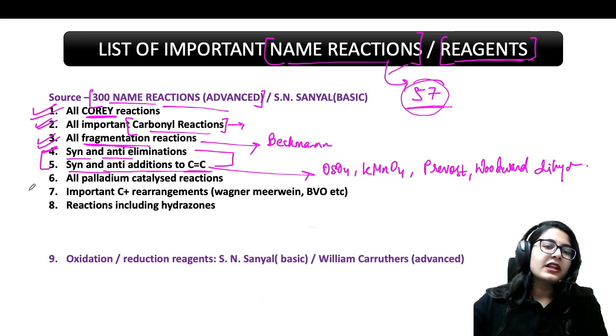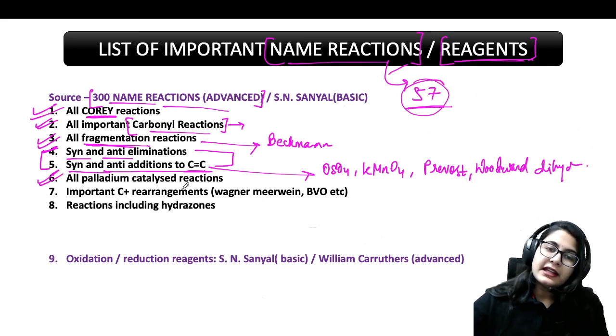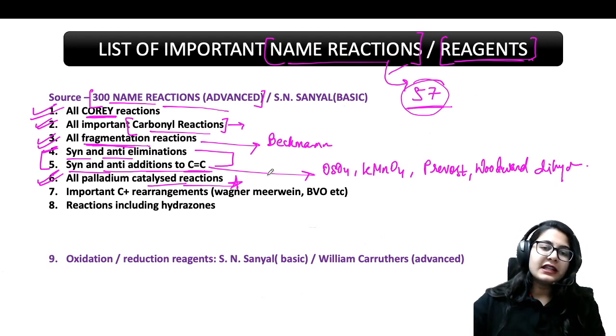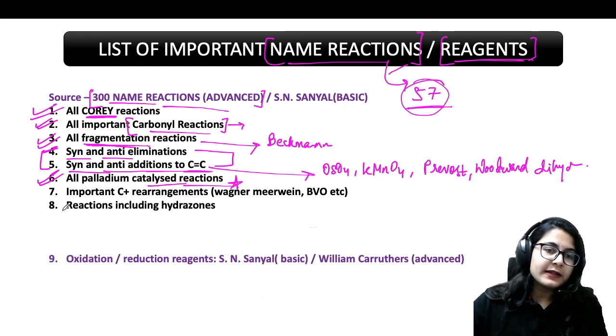Okay, all the palladium catalyzed reactions, without a doubt, this goes without saying that you have to do them. The Wacker oxidation, the Suzuki coupling, majorly coupling reactions, but yes, Heck reaction, Wacker oxidation, all of those are important as well.